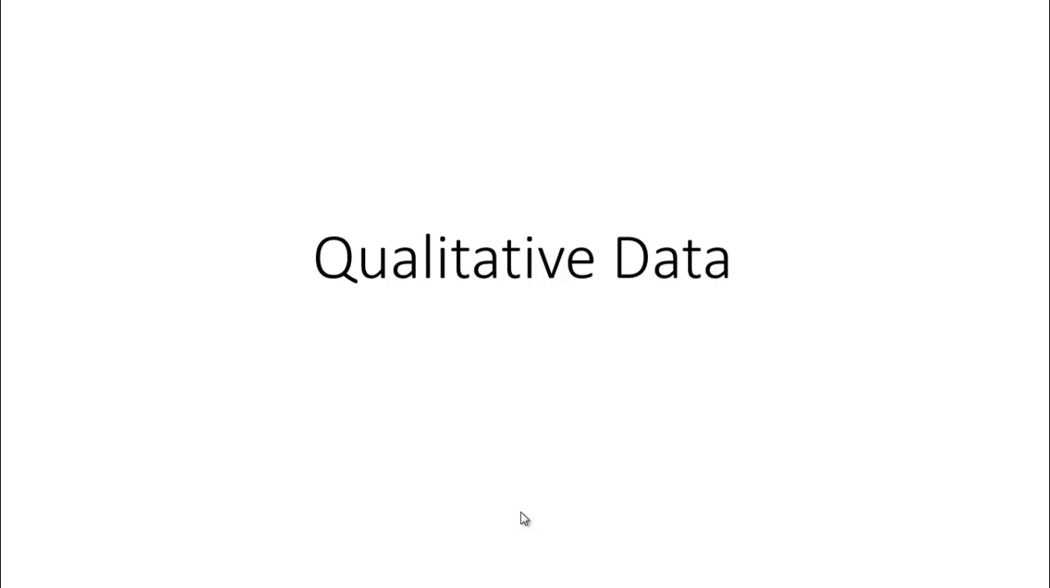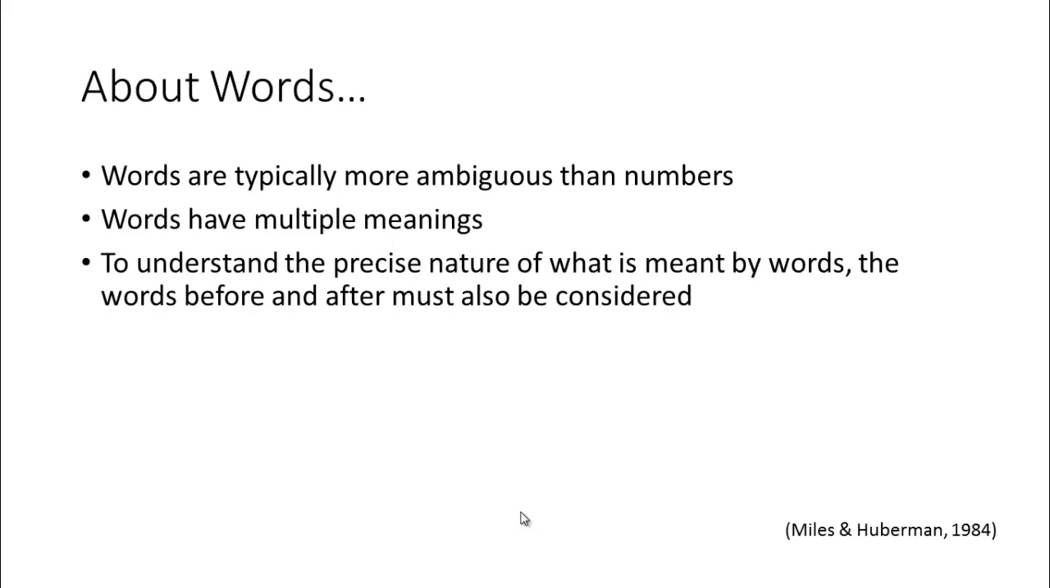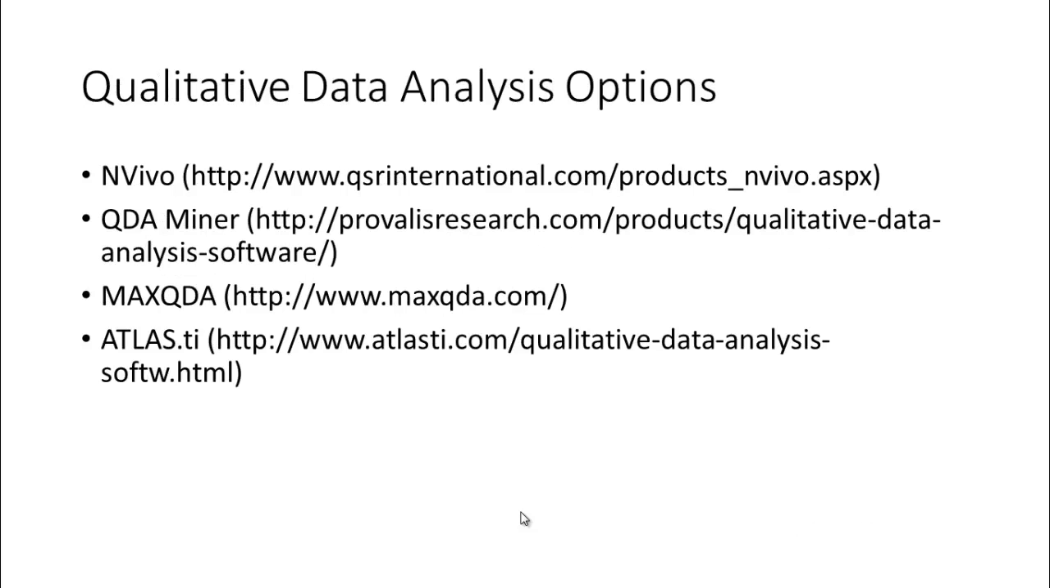So to switch gears now, we gave you a brief overview of quantitative data. With regard to qualitative data, again, it's about words. We've already made this clear. It's ambiguous. It has multiple meanings. You can't just do a keyword count sometimes. Sometimes it's called keyword and context, where you have to look at the words before and after the keyword to extract any meaningful analysis from that. Just as there are software packages for quantitative data, as you can see here on the screen, there are software packages for qualitative data.